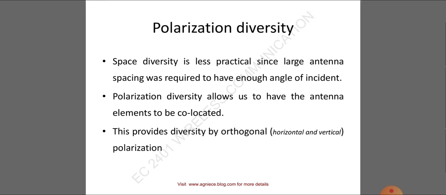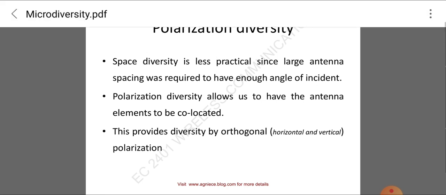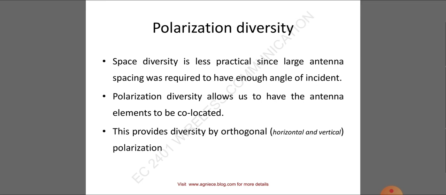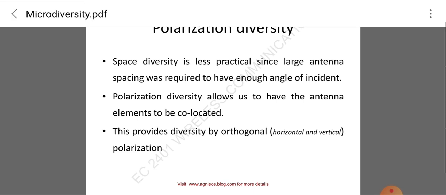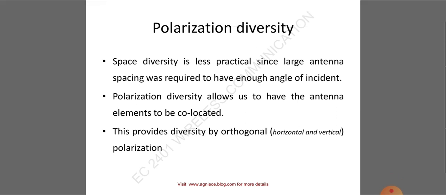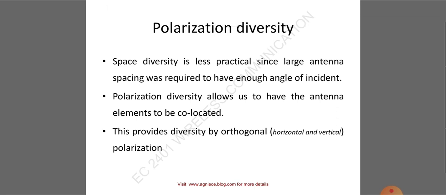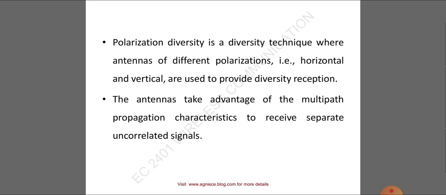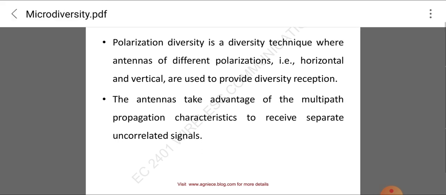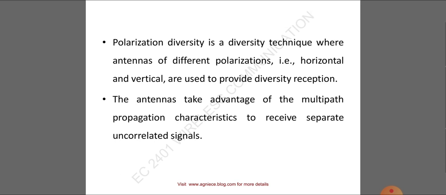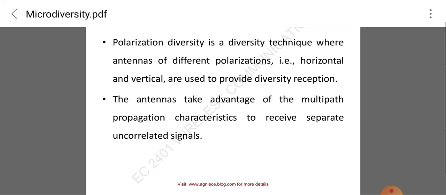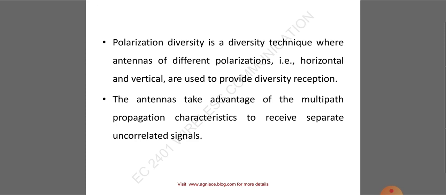The space diversity is less practical since large antenna spacing is needed. But the polarization diversity allows the antenna elements to be located in the same location. So the antenna spacing needed is completely reduced in this polarization diversity. Moreover, a single antenna can receive the signals with different polarizations. The diversity is provided by using the antennas of different polarizations, that is horizontal and vertical polarizations. These horizontal and vertical polarizations are used to provide the diversity reception.